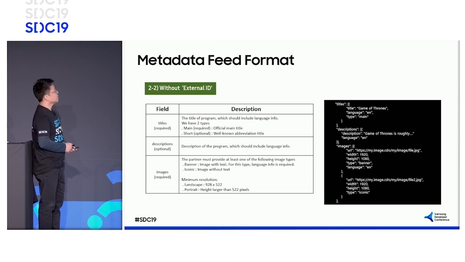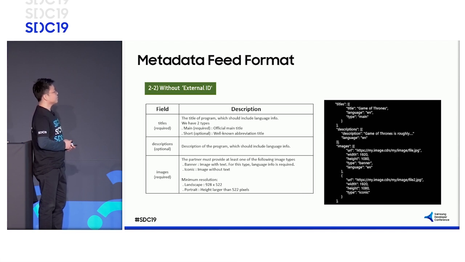Titles consist of two kinds of titles: main for the official main title and short for a well-known abbreviated title. Main title is mandatory and short title is optional. Description is the description of a program. It can be a summary or review of the content.